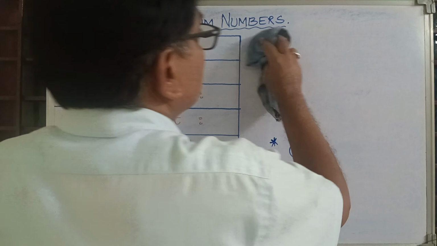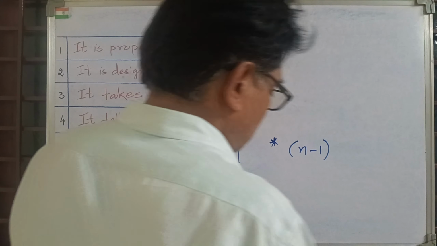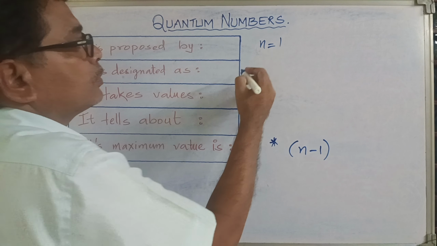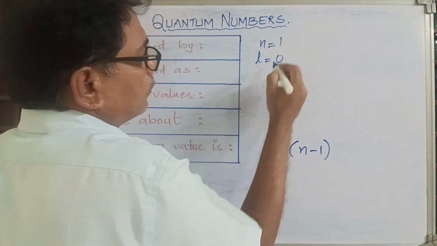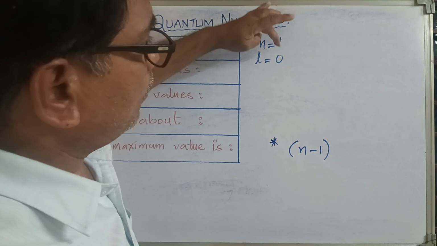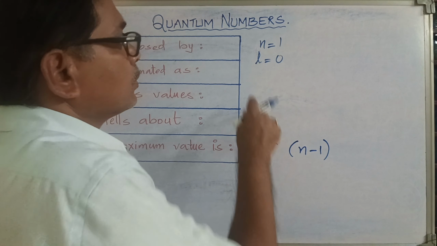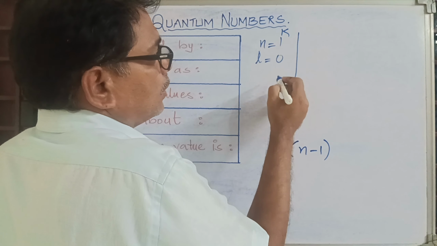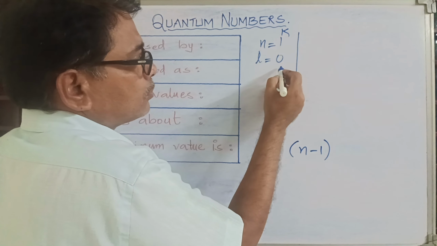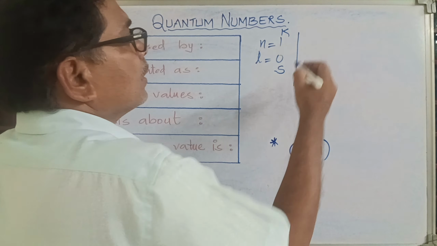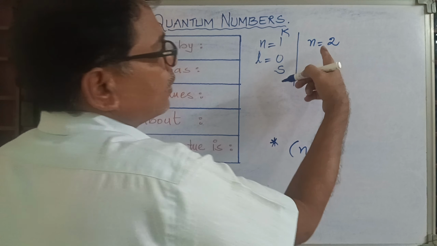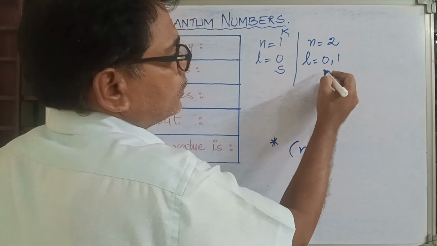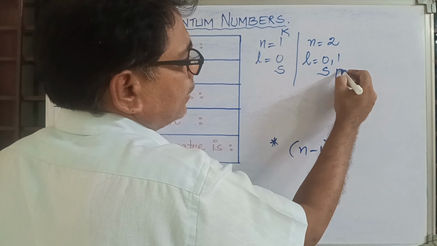What did I tell you just now? Shells are represented with the n value, and n is equal to 1. Now when n is equal to 1, l is equal to 0. For every orbit, the number of orbitals also remains the same. If n is equal to 1, the first value will be 0, the K shell, and 0 is represented as s. Now n is equal to 2. Therefore l values are 0 and 1, where 0 is represented as s and 1 is represented as p.